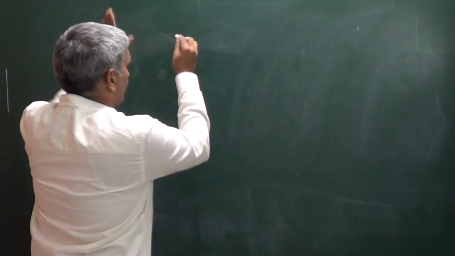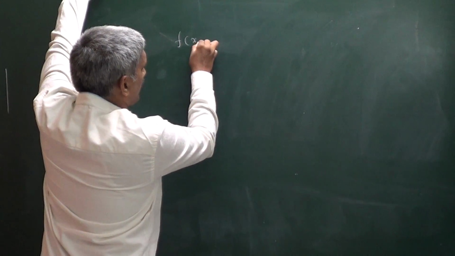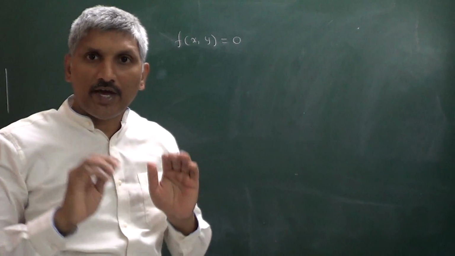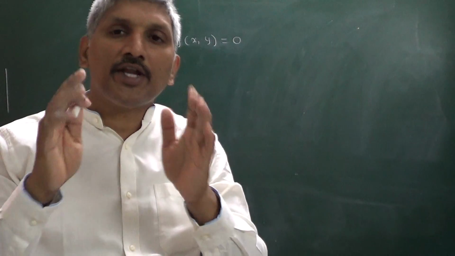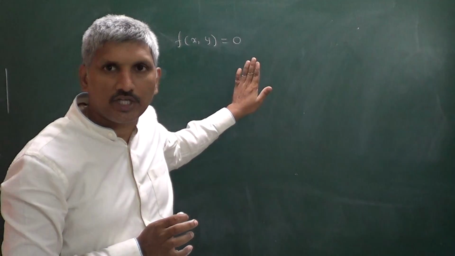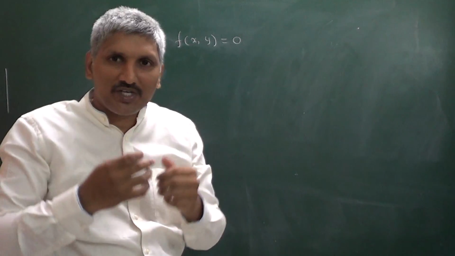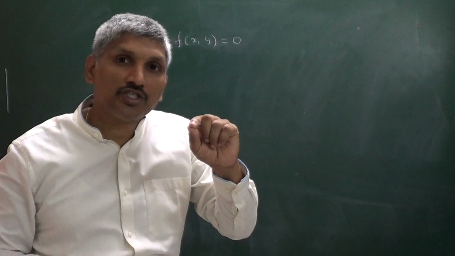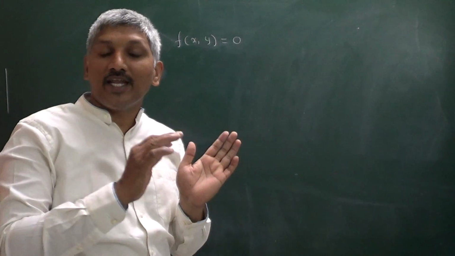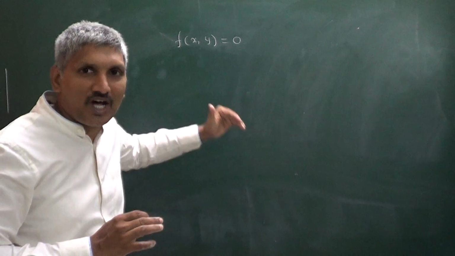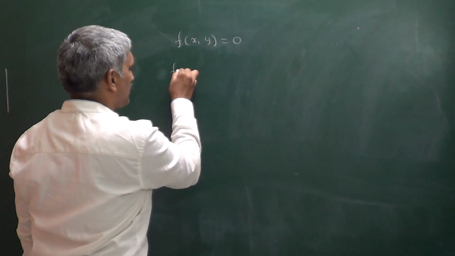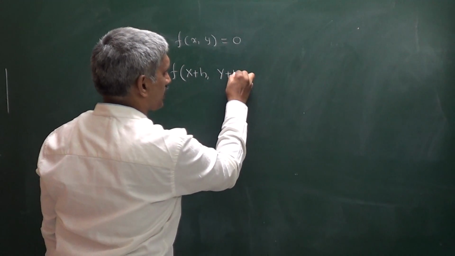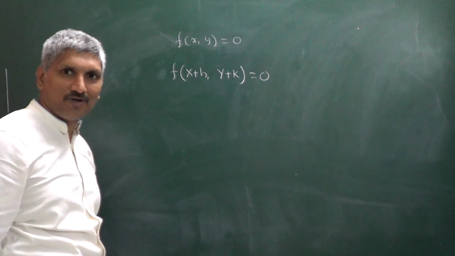See, one equation is given. We have an equation in terms of x and y: f of x comma y is equal to 0. When the origin is shifted to a point h comma k, how does this equation change? What is the new equation with respect to the new axis? Origin is shifted to h comma k. Then how does this equation transform? This equation transforms as f of x plus h comma y plus k is equal to 0.